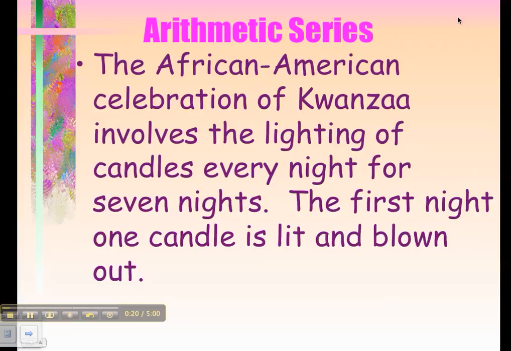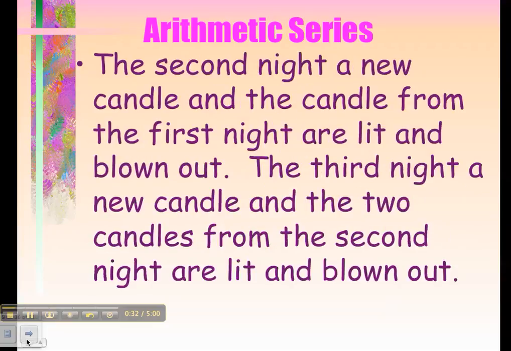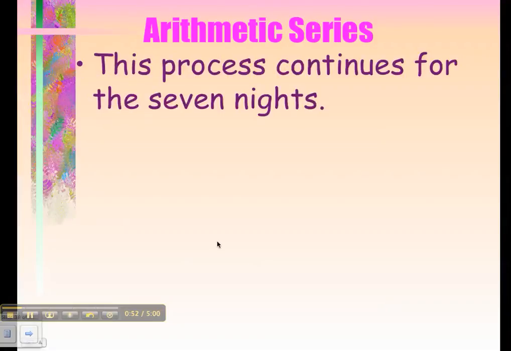Now we know the African American celebration of Kwanzaa involves the lighting of candles every night for 7 nights. If you didn't know that, now you do. Anyway, the first night one candle is lit and then blown out. The second night, a new candle and the candle from the first night are lit and blown out. The third night, a new candle and the 2 candles from the second night are lit and blown out. So every night, you add one more candle and then you blow them out, and then you add one more the next night. So this process continues for 7 nights.